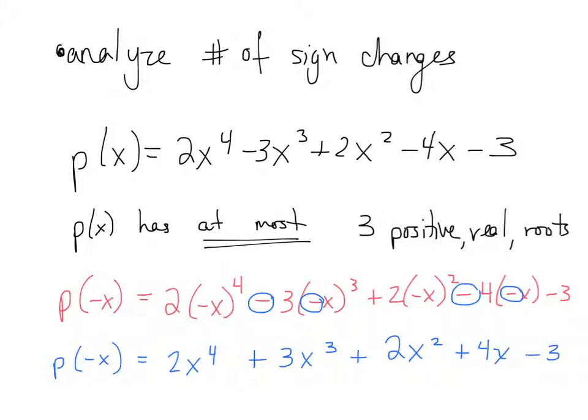So whenever you see an odd exponent, please jot this down with asterisks. When you see an odd exponent, just switch the sign to give you p of negative x.